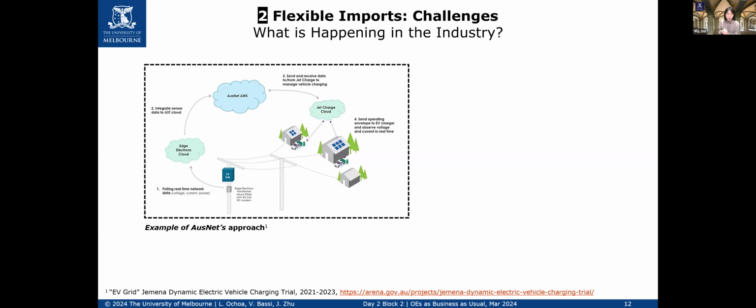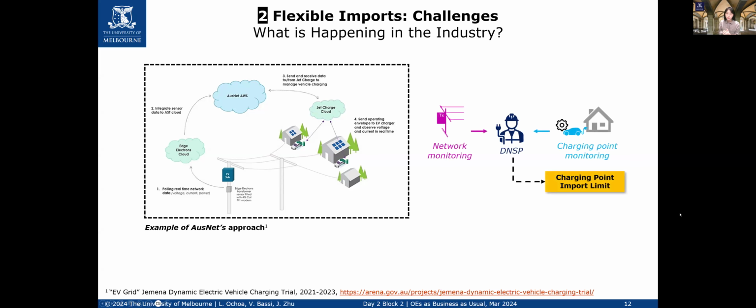And here I put an example of the dynamic electric vehicle charging trial, which is led by Gemini and in collaboration with several other DNSPs, including AusNet. In these slides, you can see an example of the AusNet approach. Click, please. What they are proposing here is, in a critical scenario, let's say there's overloading happening in one of the local transformers, they need to manage the demand.